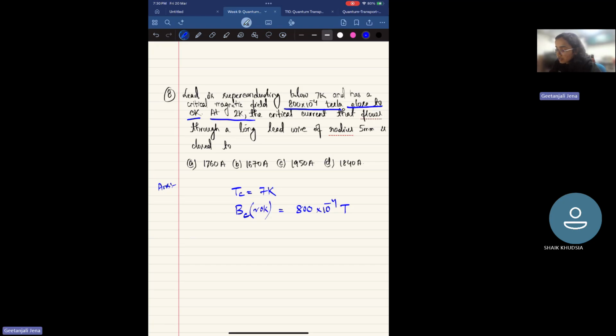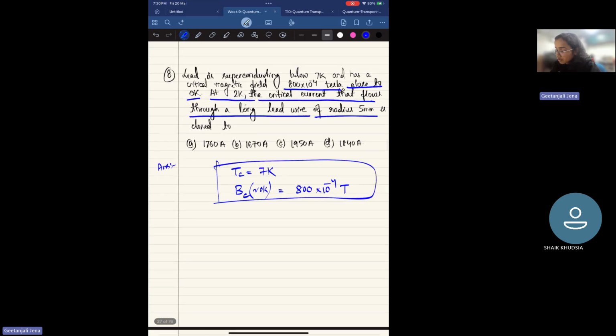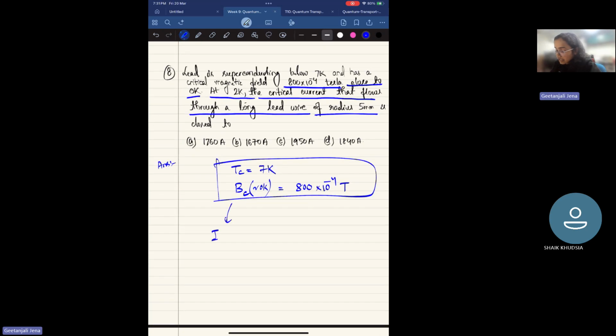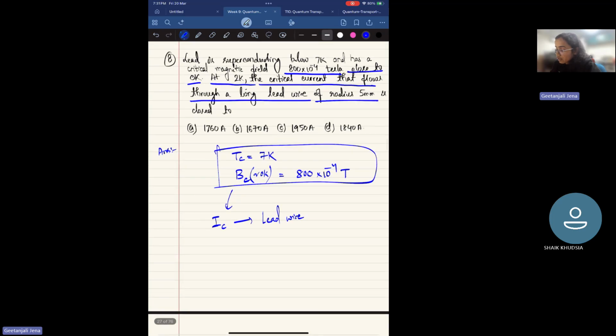And at 2 Kelvin, the critical current that flows through a long lead wire of radius 5 millimeter. Given this information, calculate the critical current Ic through a lead wire of radius 5 mm. Are you able to solve it?